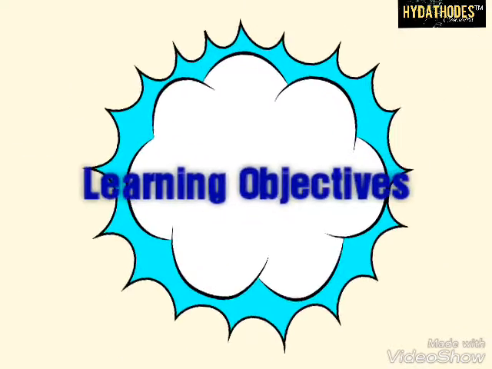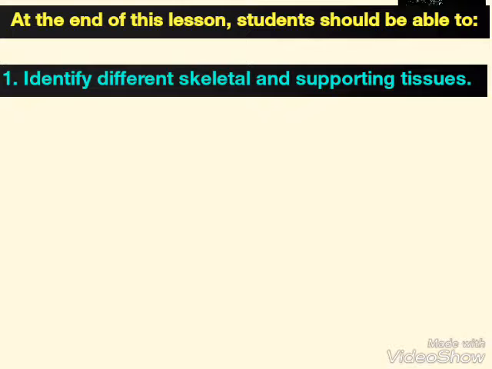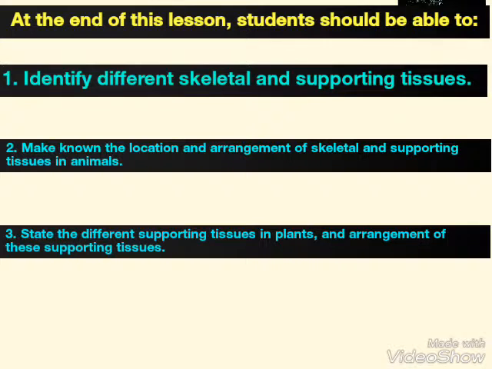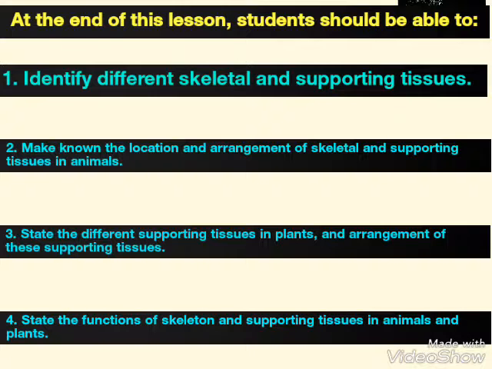Learning objectives. At the end of this lesson, students should be able to: 1. Identify different skeletal and supporting tissues. 2. Make known the location and arrangement of skeletal and supporting tissues in animals. 3. State the different supporting tissues in plants and the arrangement of these supporting tissues. 4. State the functions of skeleton and supporting tissues in animals as well as in plants.